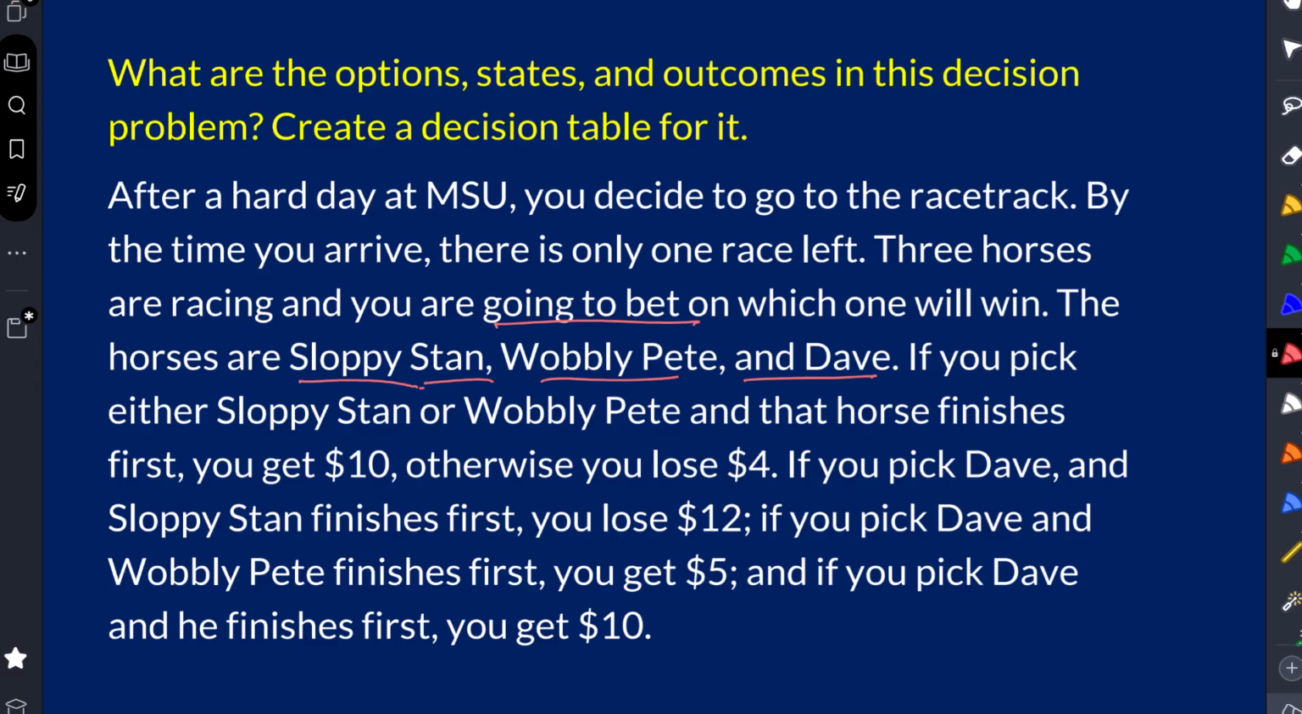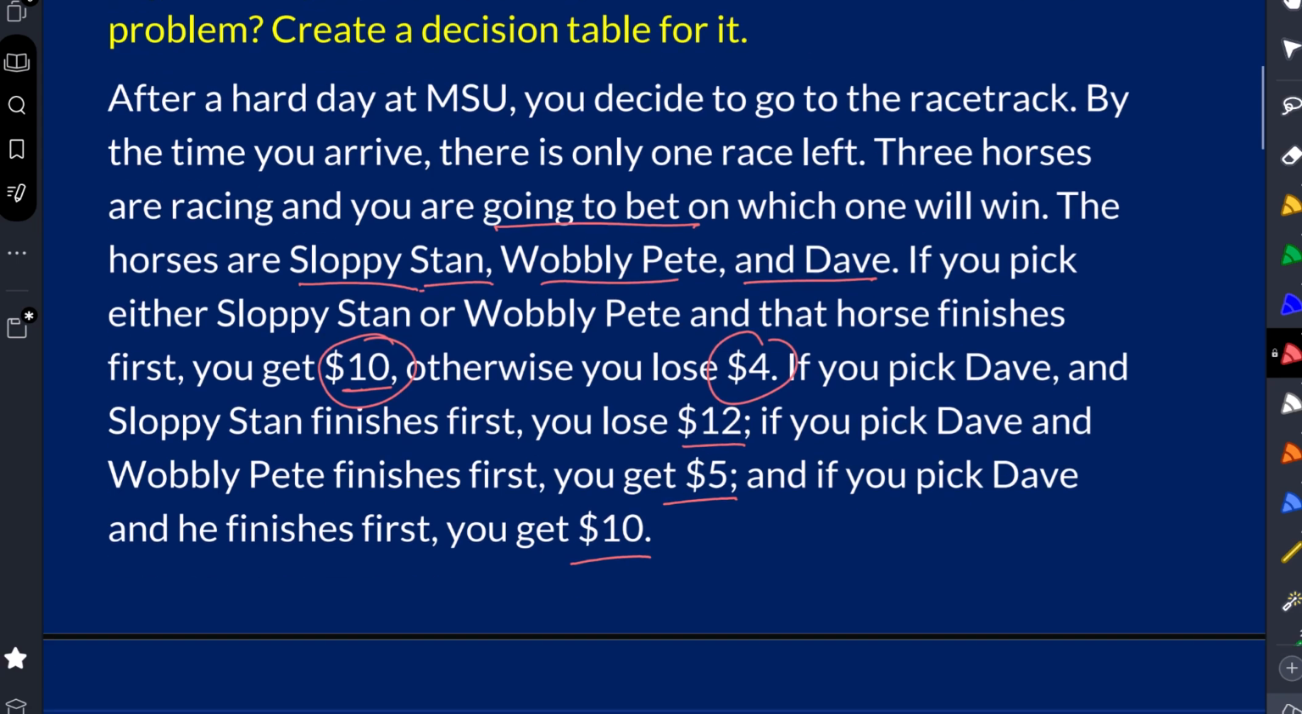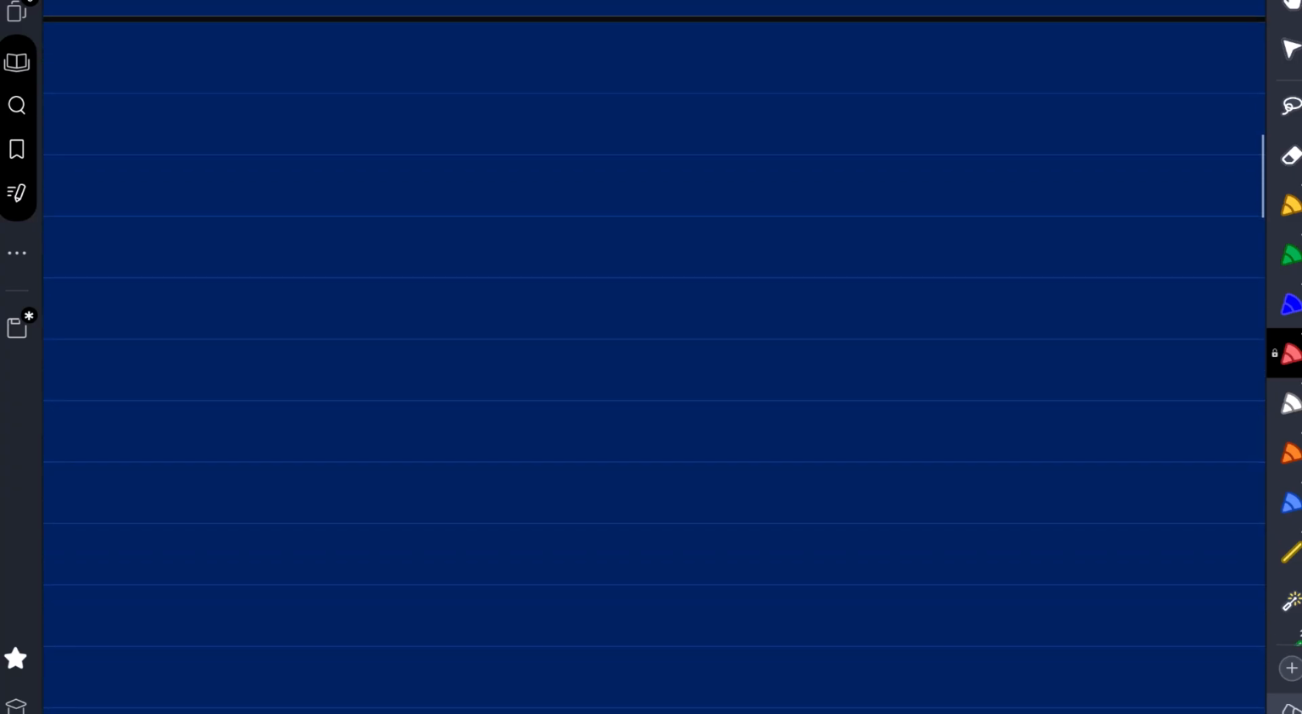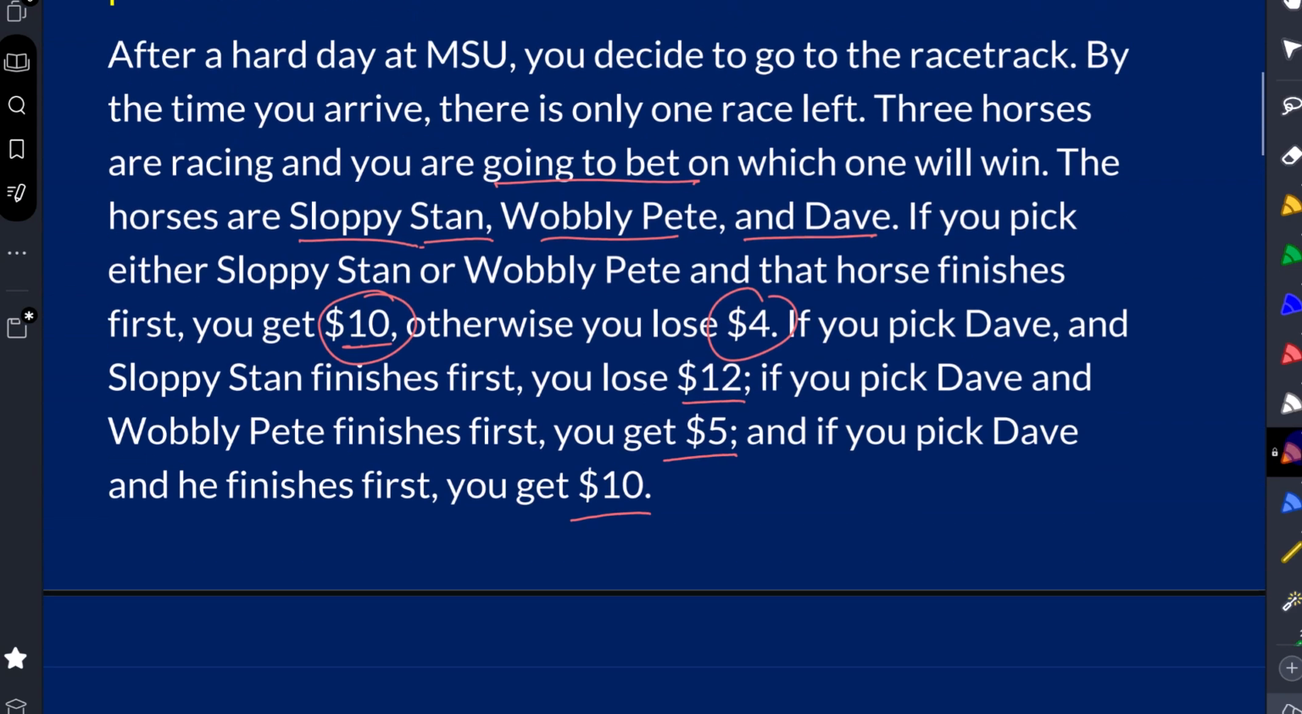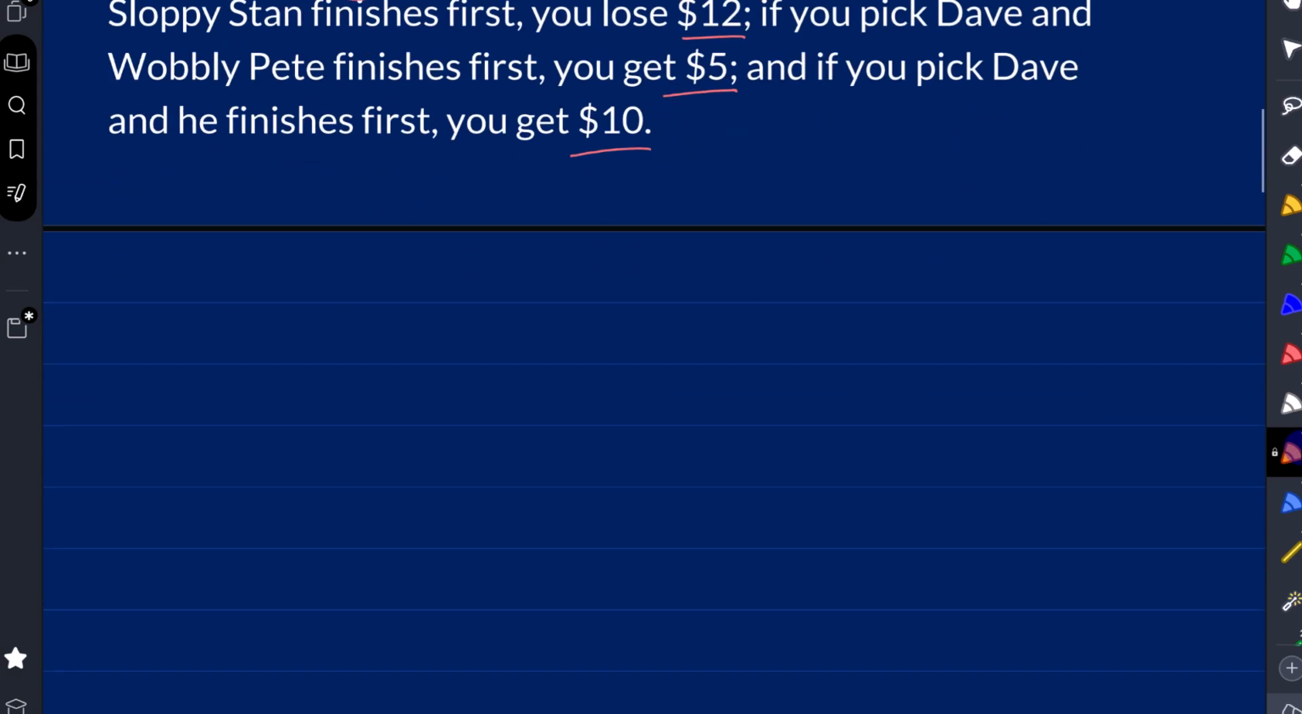And then if you pick either Sloppy Stan or Wobbly Pete, and that horse finishes first, you get $10. So that's one outcome. Otherwise, you lose $4. That's another outcome. If you pick Dave and Sloppy Stan finishes first, you lose 12. That's an outcome. If you pick Dave and Wobbly Pete finishes first, you get 5. If you pick Dave and he finishes first, you get 10. Okay, so let's create a table. Let's see, what's our order here? Stan, Pete, and Dave.